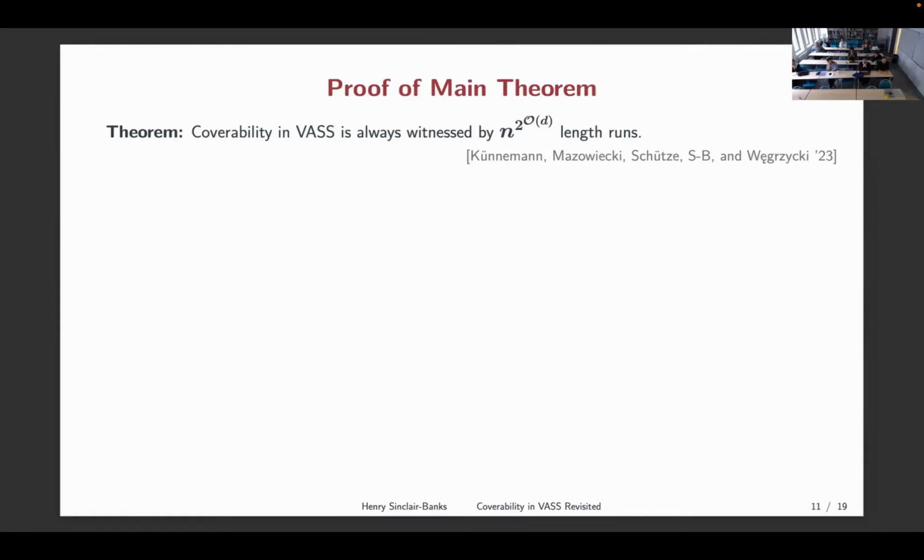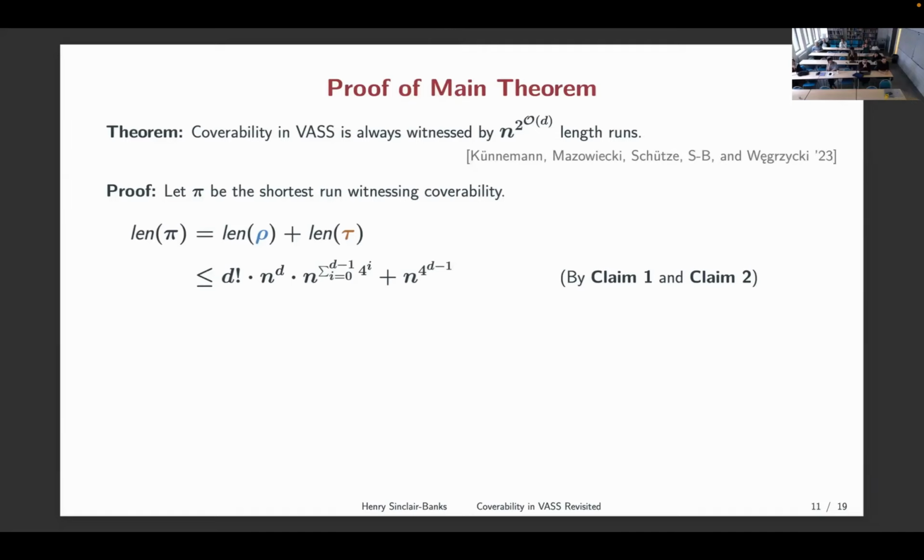So how do we prove the main theorem? Well, again, let pi be the shortest run witnessing coverability, and I'll split like I did. We have claim 1 and claim 2 that allow us to write down the length. We can bound this now. And so this kind of answers your question. This term absolutely dominates. It dominates it so much, I'll be lazy. I'll just say that we'll bound the second term above by the first term.